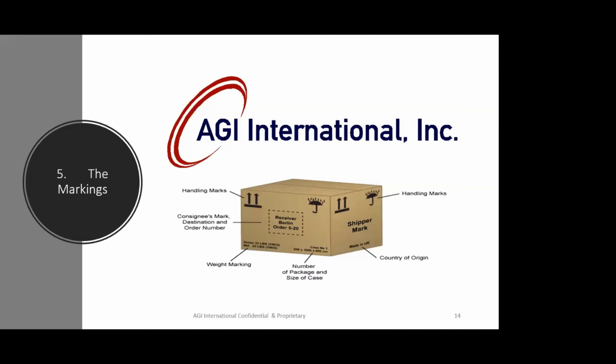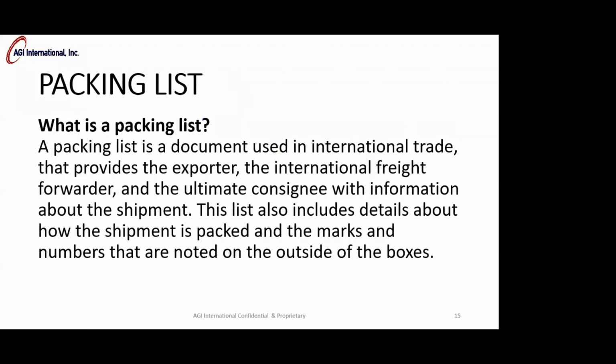Okay. The packing list. Now this is another critical one. It needs to match your bill of lading. The packing list is a document in international trade that provides the exporter, the international freight forwarder, and the ultimate consignees with information about the shipment. This list also includes details about how the shipment is packed and the marks and the numbers that are included in this particular packing list.